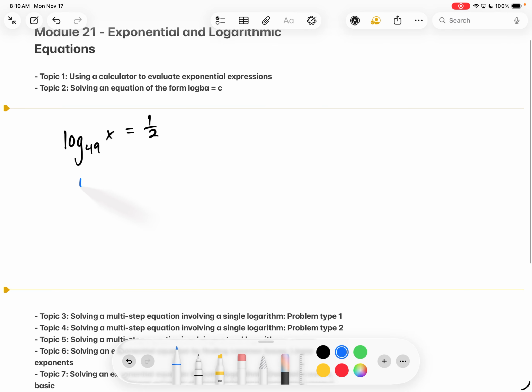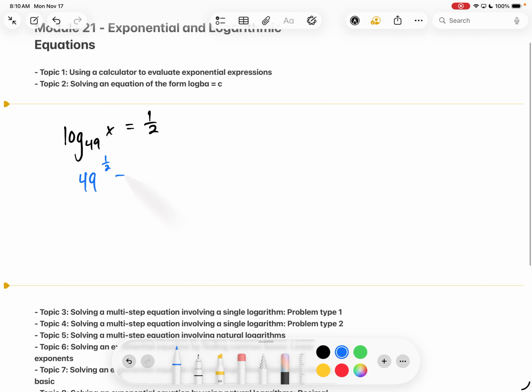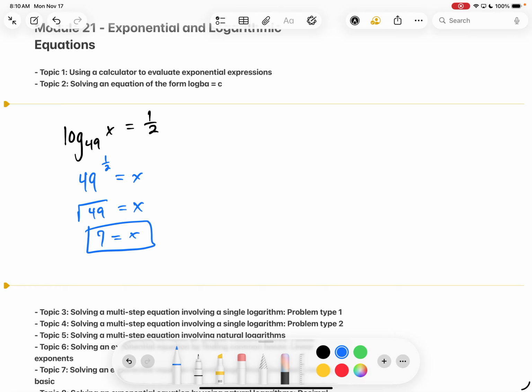So this is base 49. The exponent is always up there by itself, and this equals x. So 49 to the 1/2. What does the 1/2 mean? Anything to the 1/2 power means what? Square root. So that's saying what number times itself is 49? My answer here is 7. So I always want to rewrite it to exponential, and that's really going to help you solve the problem.